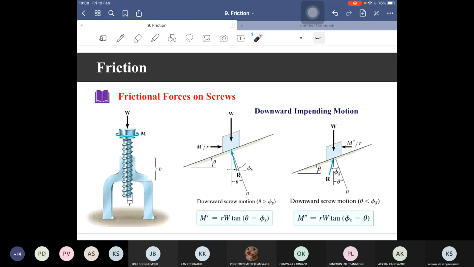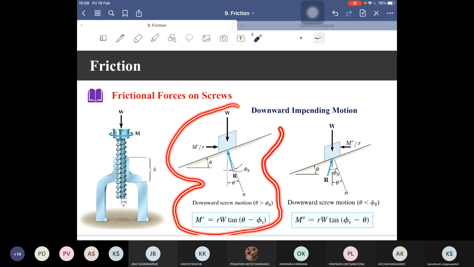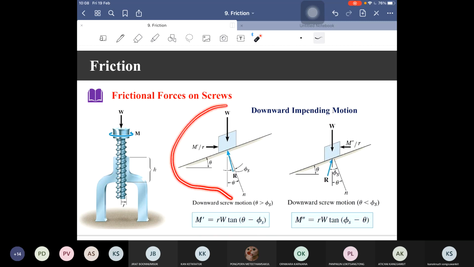And the last, if the screw tends to move downward. Okay, there are two cases. The first, in case we have to exert the moment to make the screw tend to move downward, we can write the free body diagram as this, the left-hand side figure. And if the screw is in the self-locking state, but it starts to move downward, we will have this free body diagram.